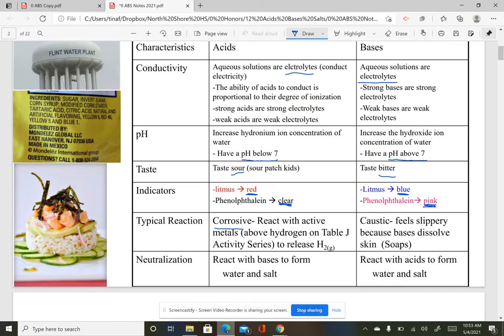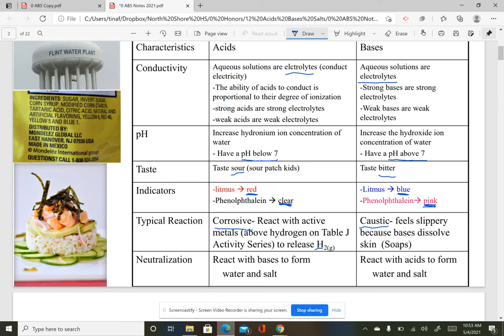Acids are corrosive, so they react with most metals. If you pour acid on metal, the metal will start dissolving and you'll see bubbling. You'll see hydrogen gas being made. Bases are caustic, so they won't dissolve the metal, but they'll make it feel slippery.